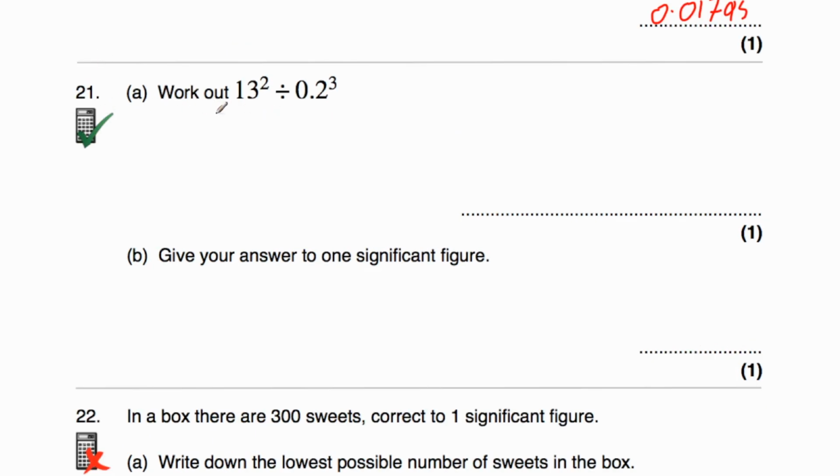So let's have a look at question number 21a. We're asked to work out 13 squared divided by 0.2 cubed. And whenever we do that, we get an answer of 21,125.